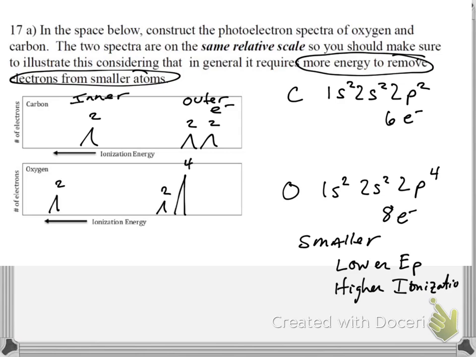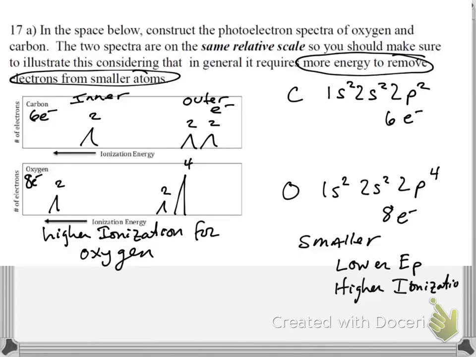When we do the PES for oxygen, we have to shift everything to the left because the information in the problem says that oxygen has a higher ionization energy, meaning it requires more energy to remove the electrons, so they have to be shifted slightly to the left because the oxygen is smaller. All this information was given in the problem. So that's how we would draw the PES spectrum for oxygen.